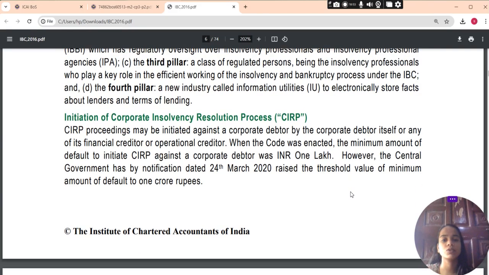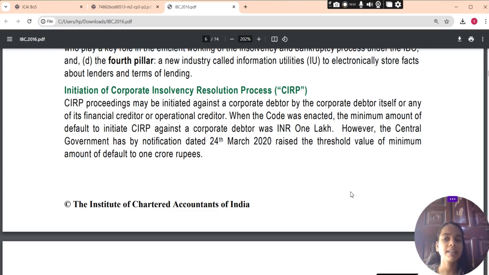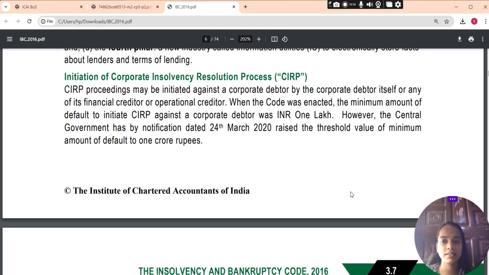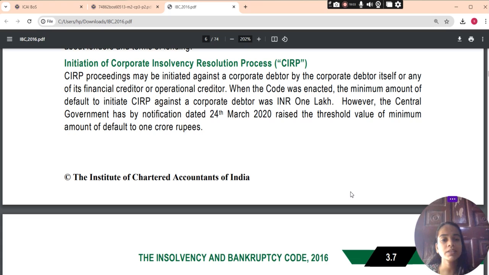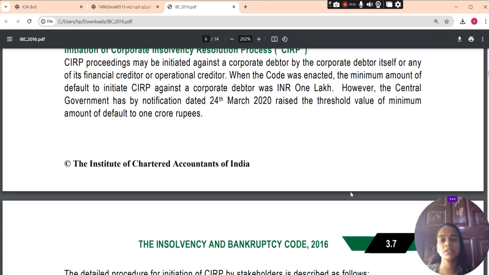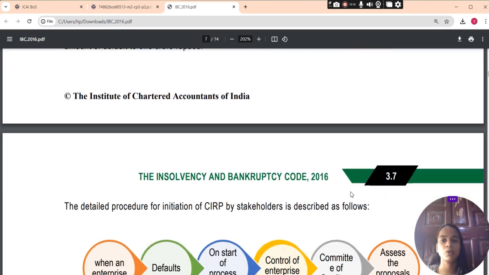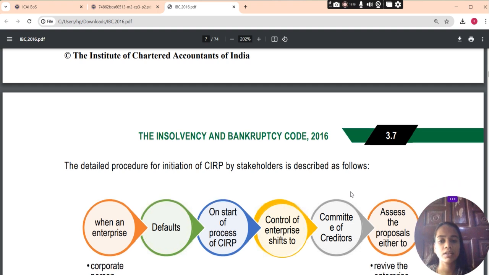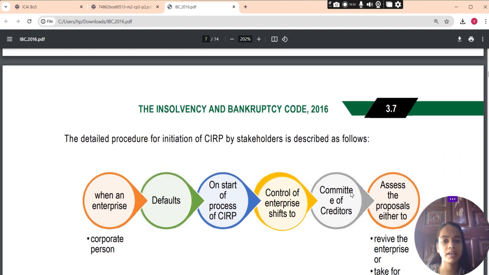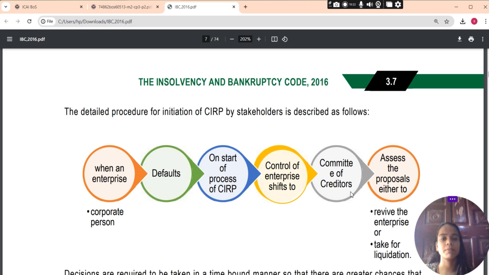Then the initiation of the corporate insolvency resolution process, the CIRP. CIRP proceedings may be initiated against the corporate debtor by the corporate debtor itself or any of its financial creditors or operational creditors. When the code was enacted, the minimum amount of default to initiate the CIRP against a corporate debtor was rupees 1 lakh. However, the central government has, by notification, raised the threshold value of minimum amount of default to 1 crore rupees. So the detailed procedure for initiation of CIRP by stakeholders is described as follows.